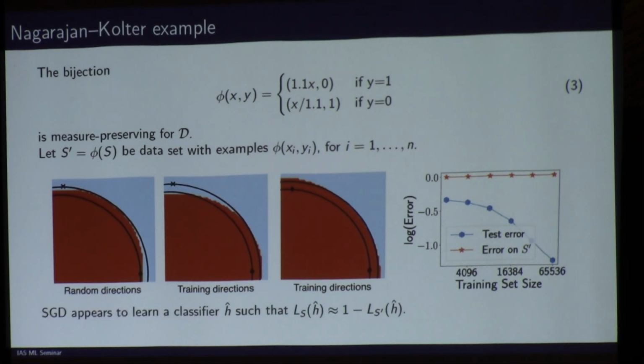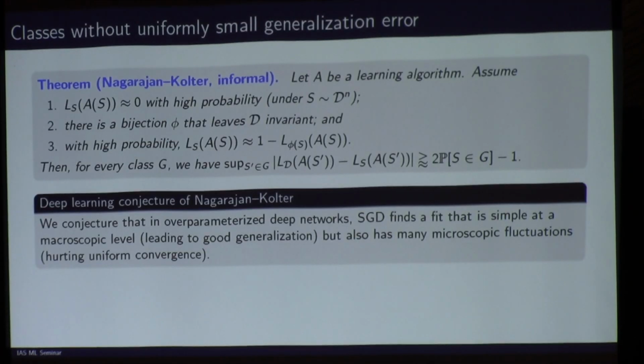Now, who cares about this? Well, the argument basically establishes this fact: if I have a learning algorithm A, and let's assume we're in this interpolating regime where my empirical risk is basically zero with high probability, and let's assume there is this bijection phi that leaves my distribution invariant, and further that this bijection does massive damage to my empirical risk.